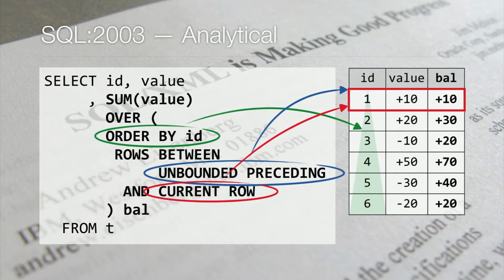When the database is looking at the very first row, unbounded preceding is the top, current row is also the top, so it only aggregates a single row, which gives you the result of 10. But at the second row, unbounded preceding is still the top, and current row is the second, so now you have a frame of 2 rows, so the result makes 30, and so on, and so on, and so on.